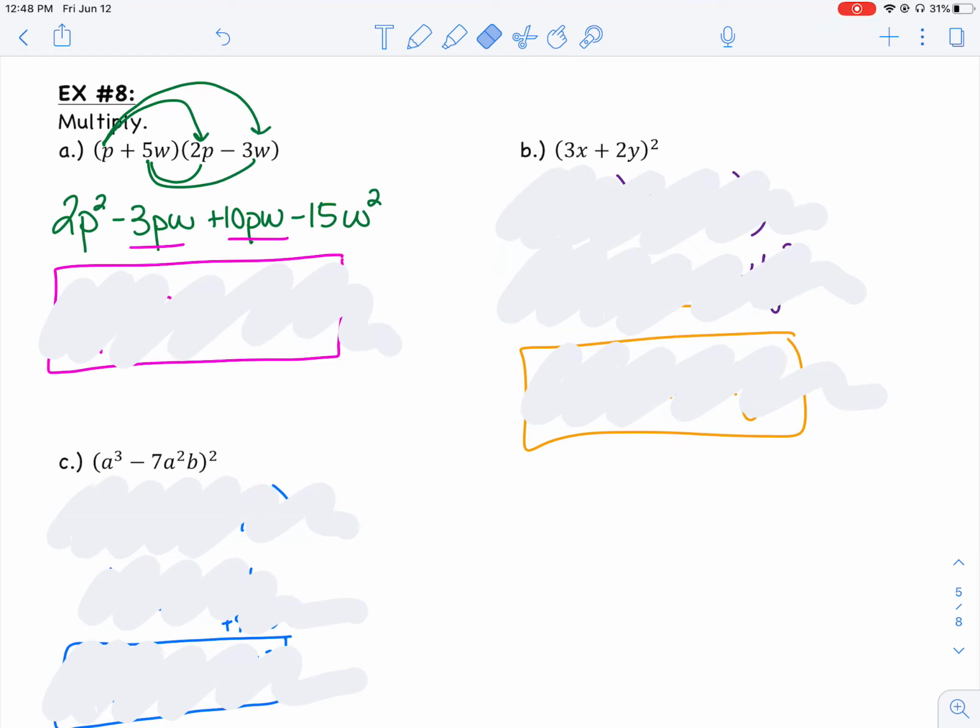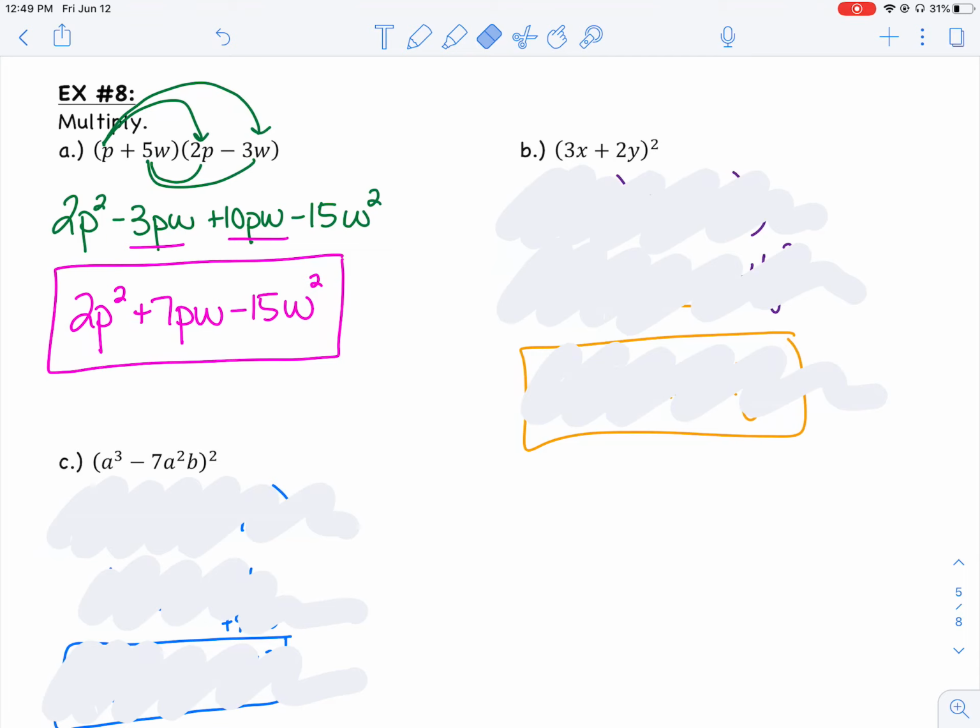P times 2p is 2p squared. P times negative 3w is a negative 3pw. 5w times 2p is a 10pw. And 5w times negative 3w is a negative 15w squared. I try to stay consistent in alphabetical order so I can see that I have like terms. I have a negative 3pw and a 10pw. They have the same exact variable with the same exact exponents, so I can combine those and say that my final answer is 2p squared plus 7pw minus 15w squared.